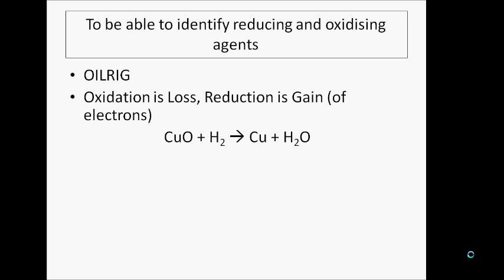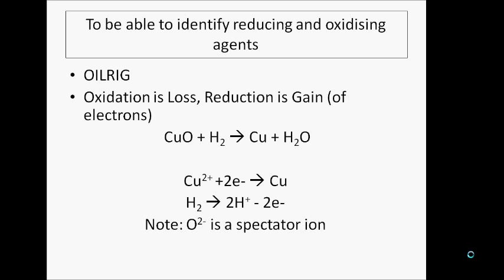Okay, so this is the second equation that we had. Copper is going from Cu2+ to Cu, so it is gaining electrons. So the copper in the copper oxide has gained electrons, therefore it's been the oxidizing agent. Whereas the hydrogen is going from H2 to H+, so it's lost electrons, therefore it's being the reducing agent. Again we can look at the half equations to show that that's happening. And again O2- is a spectator ion, as we said before.